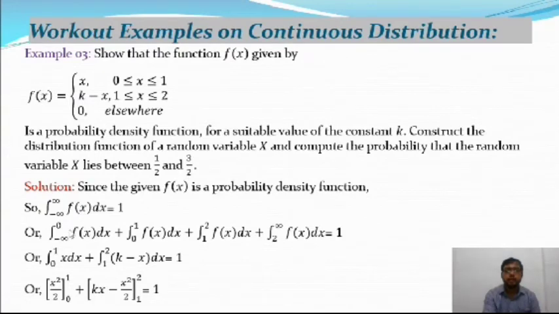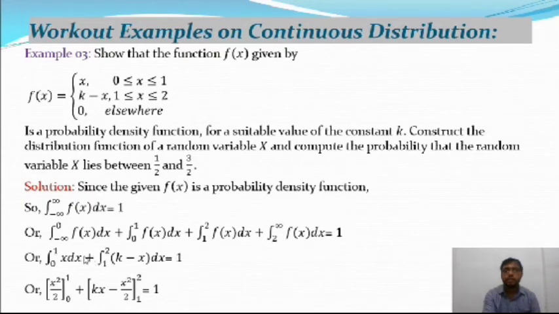So this interval is divided into the integral from minus infinity to 0 of f(x) dx, plus 0 to 1 of f(x) dx, plus 1 to 2 of f(x) dx, plus 2 to infinity of f(x) dx, equal to 1. In each of the sub intervals the function is continuous. The value of f(x) in the interval minus infinity to 0 is 0, in 0 to 1 it is x, in 1 to 2 it is k minus x, and from 2 to infinity it is 0. After simplifying, the integral from 0 to 1 of x dx plus the integral from 1 to 2 of (k minus x) dx is equal to 1.